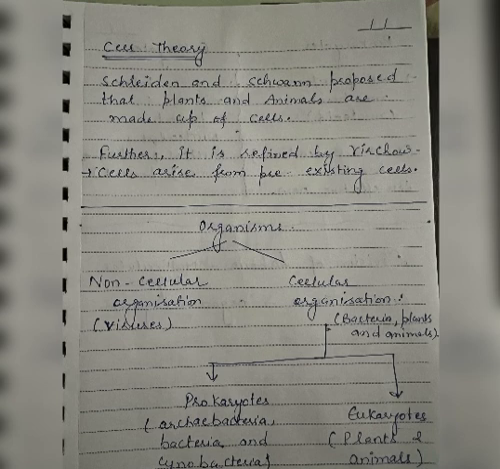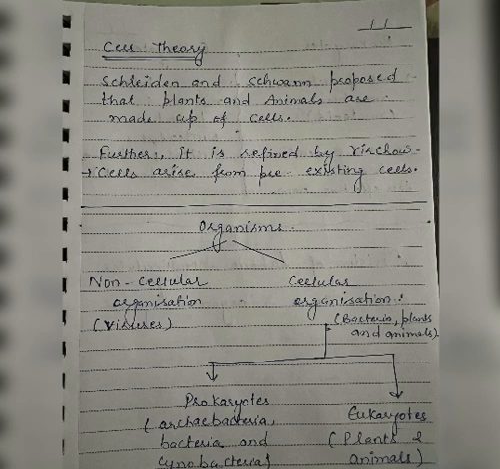Then further, organisms are divided into two categories on the basis of structural organization, non-cellular and cellular. In the non-cellular organization, viruses are there, and in the cellular organization, bacteria, plants, and animals are there. Further, the cellular organization is divided into two types, prokaryotes and eukaryotes. In prokaryotes, archaebacteria, bacteria, and cyanobacteria are there, and in eukaryotes, plants and animals are there.